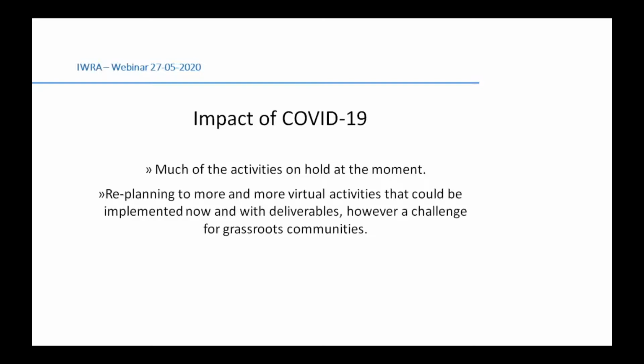So the organization is quickly replanning toward more and more virtual activities that will be implemented now, with deliverables that will lead to the overall deliverables in the future when the situation improves. However, a challenge for grassroots still exists at this moment.